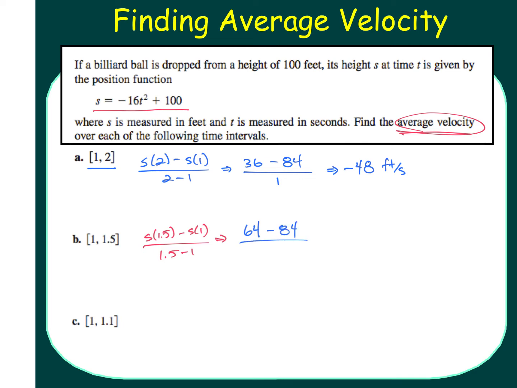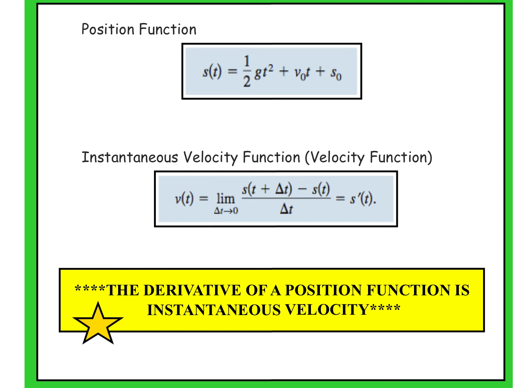Over 1.5 minus 1, which is 0.5. So now I have 64 minus 84 divided by 0.5. So I end up with negative 40 feet per second. So the average speed, the average velocity, I should say, is negative 40 feet per second from time 1 to 1.5. All right, pretty good? All right, we're moving. All right, so I want to talk about the position function.